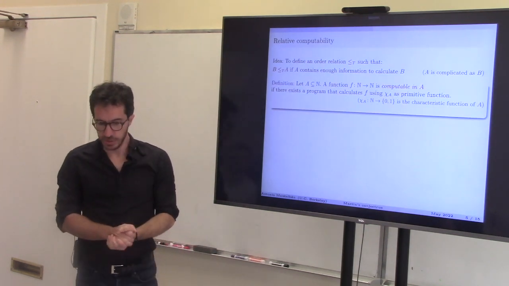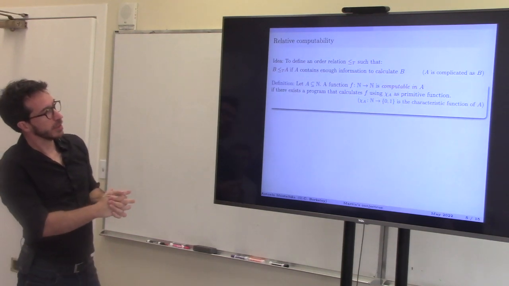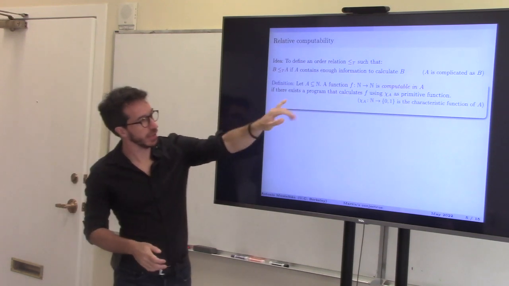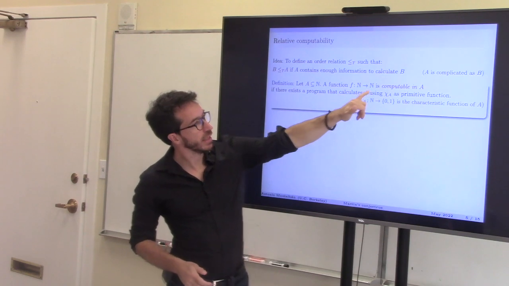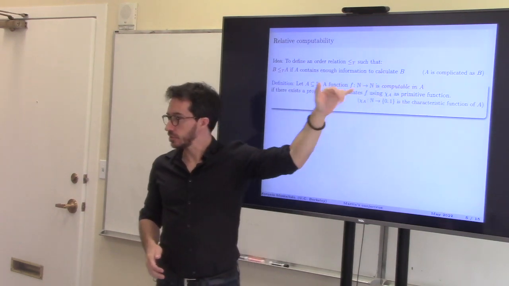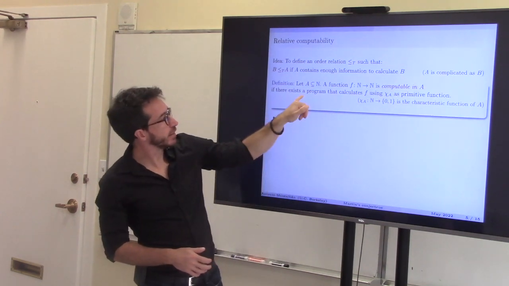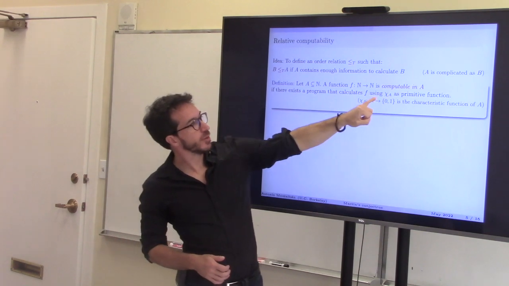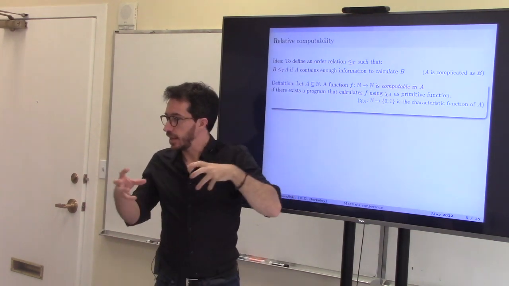So here is the definition, trying to capture that idea. This is for a function being computable in A. It's similar. So we have a set A of natural numbers. We say that F is computable in A. We defined computable before, now it's computable in A, if you can write a program that calculates the function F, but the program is allowed to use the characteristic function of A as a primitive notion.